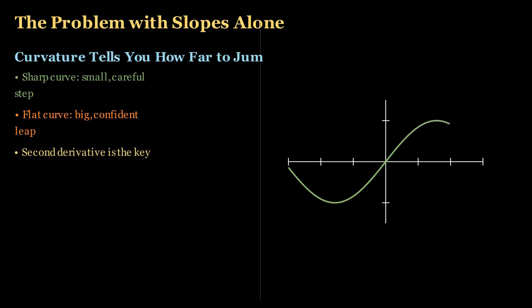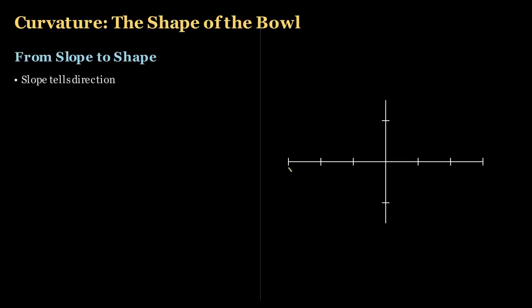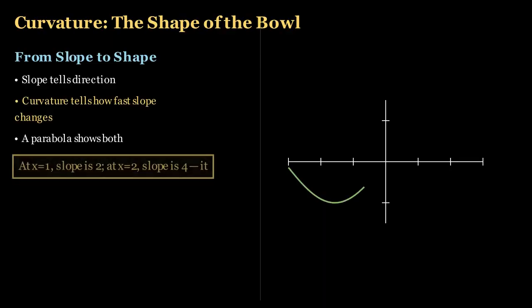The missing piece is curvature, how fast the slope itself is changing. A sharp curve means the slope flips quickly, so take a small step. A gentle curve means a larger step is safe. Now let's look at the bowl itself.